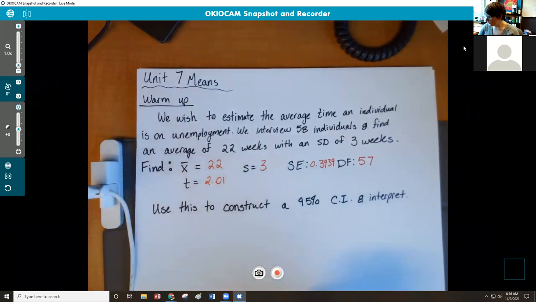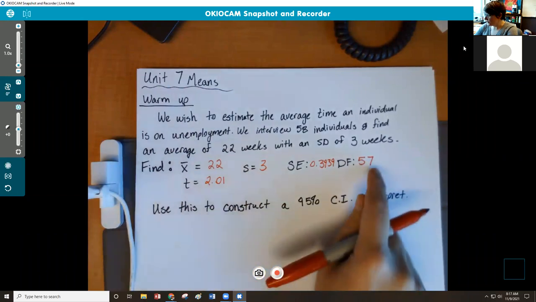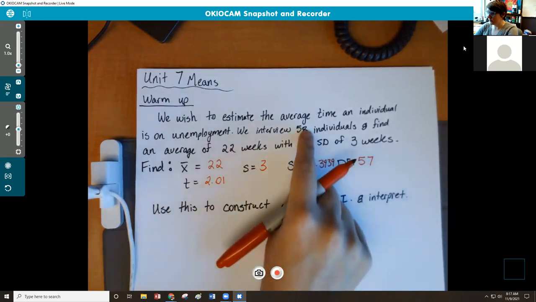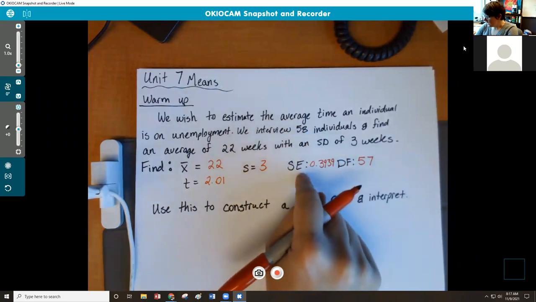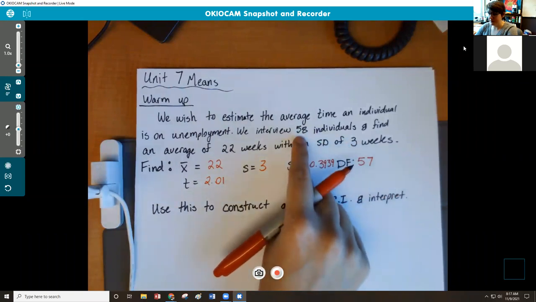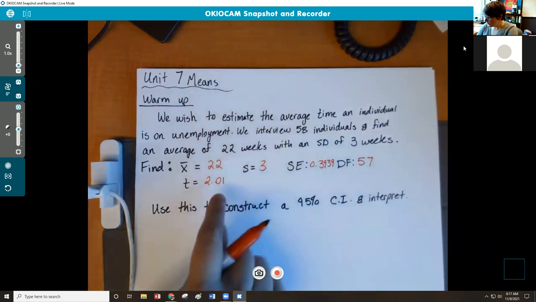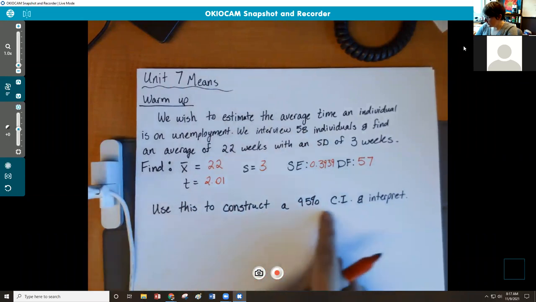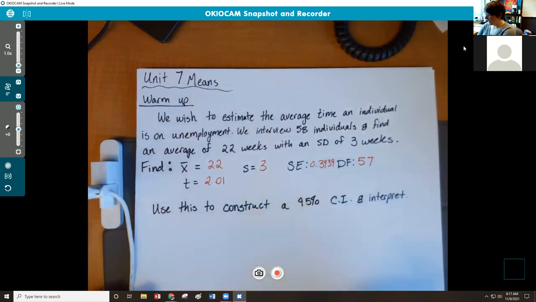So while I was creeping in the other rooms, I don't know if you guys saw me in there, everybody got these numbers. So that is perfect. Remember, degrees of freedom is always going to be your sample size minus one. And your standard error is going to be the standard deviation of your sample divided by the square root of your sample size.